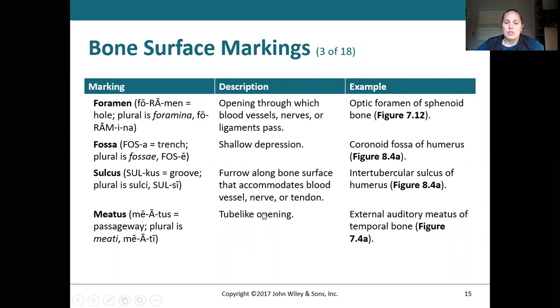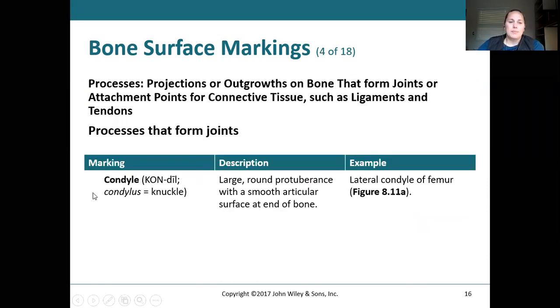Next, you have the meatus. This is a tube-like opening, and here you can see the external auditory meatus of the temporal bone. So when we get to the area where we're talking about the temporal bone, that's located right here along the sides of your head, obviously you're going to need to have some type of auditory input and output, and so the external auditory meatus of the temporal bone allows that to happen, and so it's a tube-like opening.